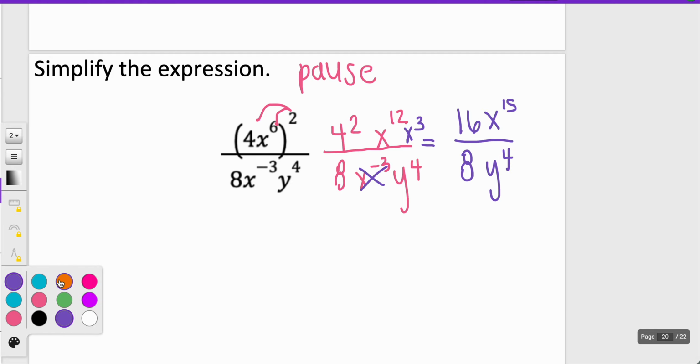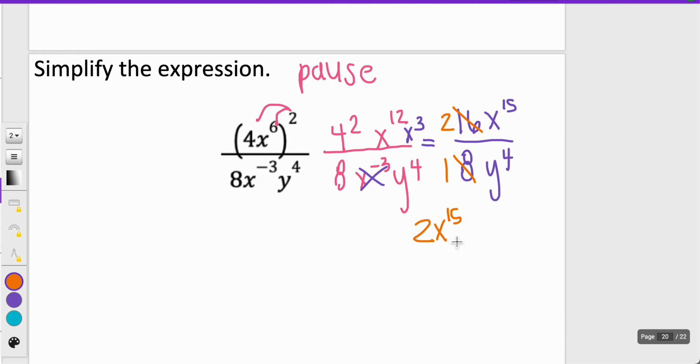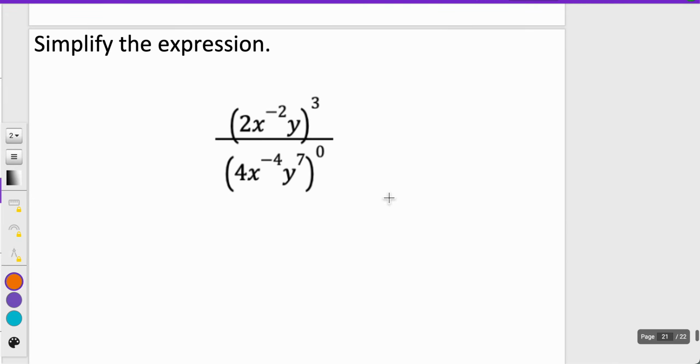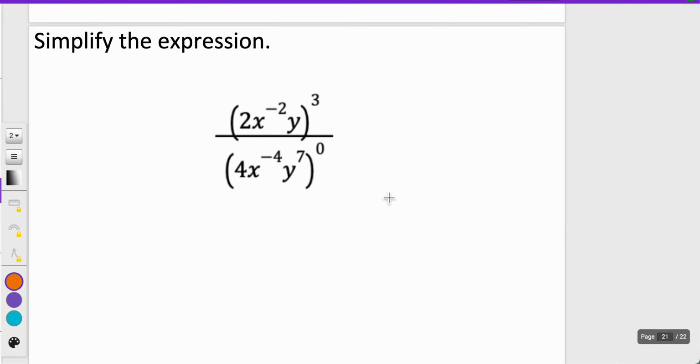The last thing I'm going to do is simplify my 16 and my 8. 16 divided by 8 is 2, 8 divided by 8 is 1, so my final answer should be 2x to the 15th over 1y to the 4th. Last one before our final video ending. Let's go ahead and pause, try this one on your own, and when you're ready, click play.